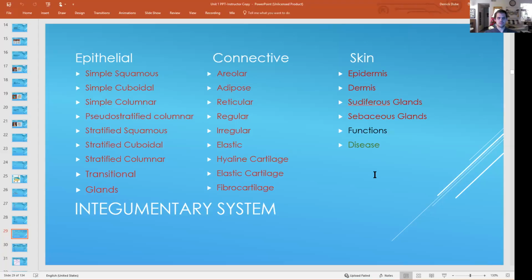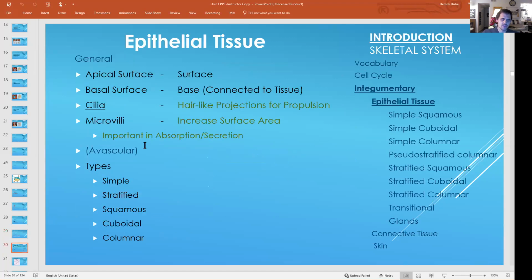All right. So we're going into different kinds of tissues, the integumentary system. When you're looking at tissues, you're basically going to have your apical surface, or the top, and your basal surface, which is usually going to be that underneath layer.